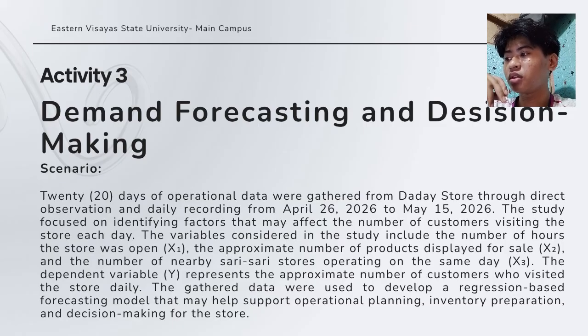So our independent variables used in the study were operating hours or X sub 1, number of displayed products or X sub 2, the nearby competing stores or X sub 3, and meanwhile our dependent variable or y represents the daily customer counts.